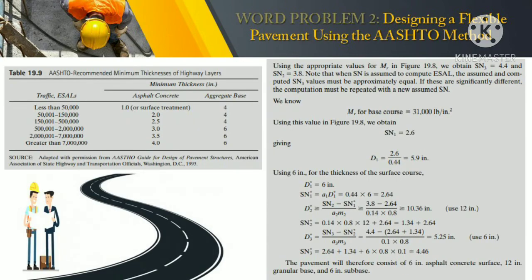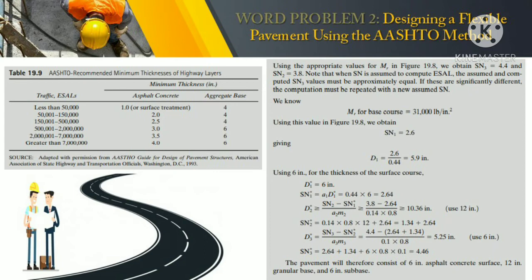Now we are close to finding the answer. Using the appropriate values for M sub R, or the resilient modulus, in figure 19.8, we obtain SN sub 3 equal to 4.4 and SN sub 2 equal to 3.8. Note that when SN is assumed to compute ESAL, the assumed and computed SN sub 3 values must be approximately equal. If these are significantly different, the computation must be repeated with a new assumed SN.